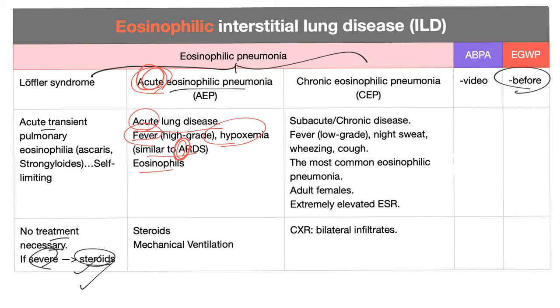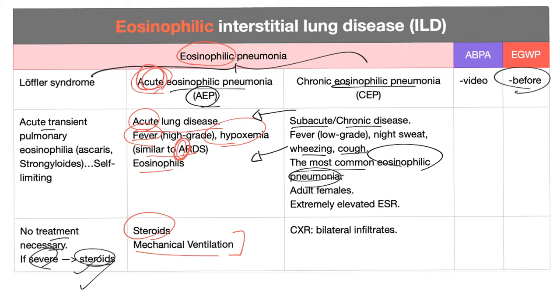And you'll find eosinophils because it's called eosinophilic pneumonia. It makes perfect sense. If it's eosinophilic pneumonia, alright, immune-related, give steroids, and mechanically ventilate if it's severe because it's acute. Chronic eosinophilic pneumonia, that's subacute chronic form, a milder form, less severe than acute. You'll find wheezing, cough. The most common eosinophilic pneumonia is chronic eosinophilic pneumonia, found in adult females, extremely high ESR.